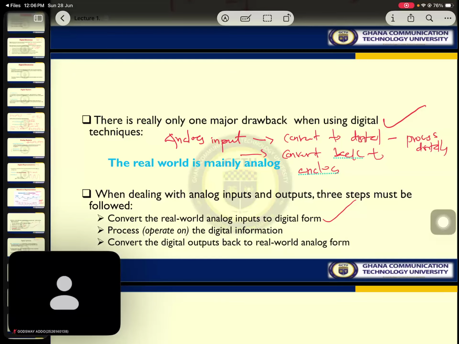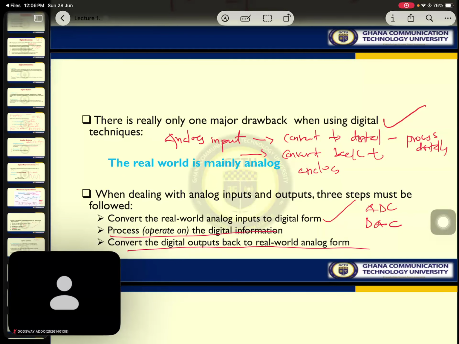So when dealing with the analog input and output, 3 steps must be followed. First, convert the real analog input to a digital form. Then the signal is processed. Then convert the digital output back to analog. So we have ADC, analog to digital converter, then we have DAC, which converts digital back to analog.